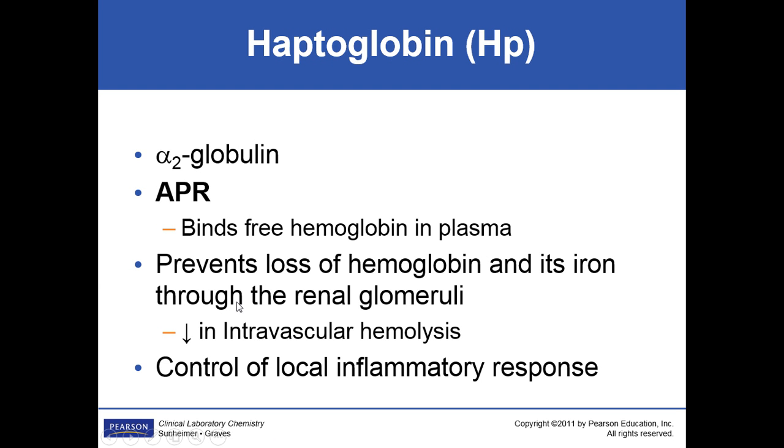So when we are having intravascular hemolysis, that's a lot of breaking up of the red cells inside your body. That's the only time it's acceptable to have a hemolyzed specimen. This will be low because it's being used up. It can't work fast enough because there's way too much hemoglobin being released.